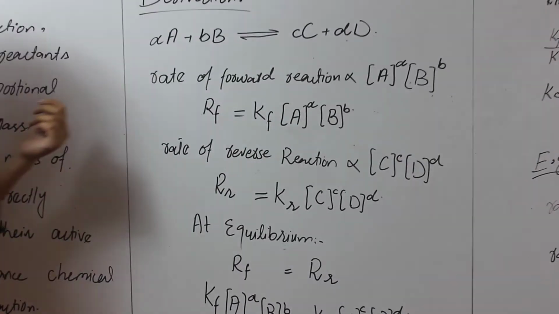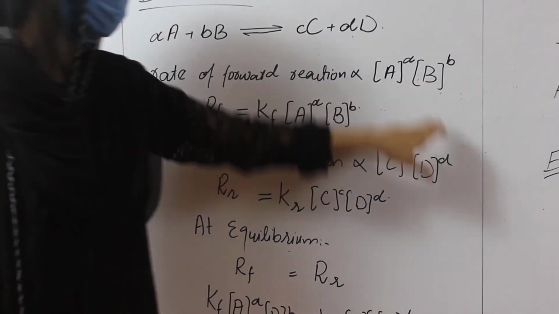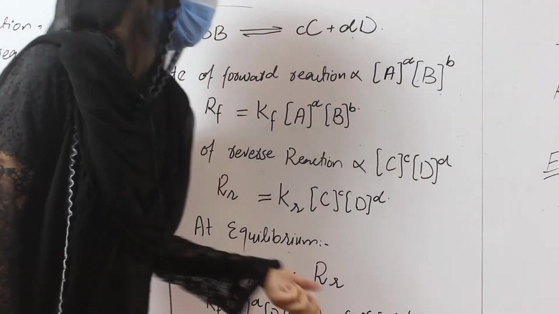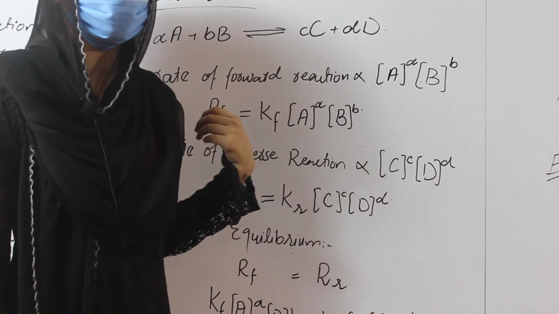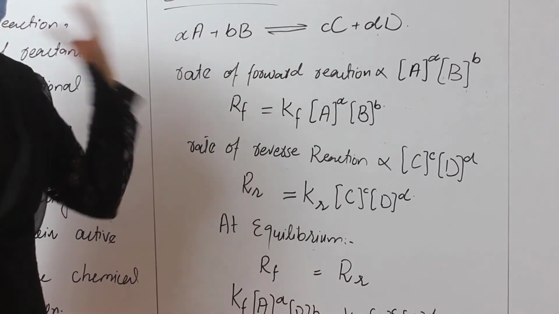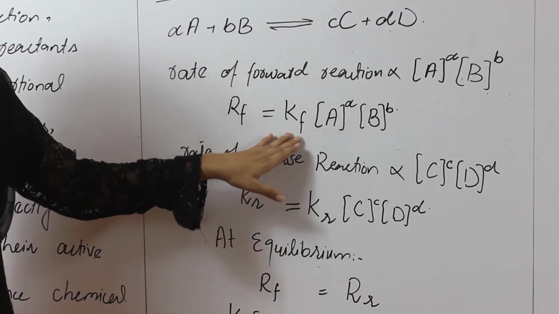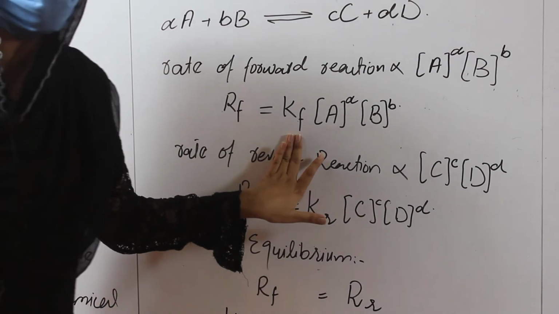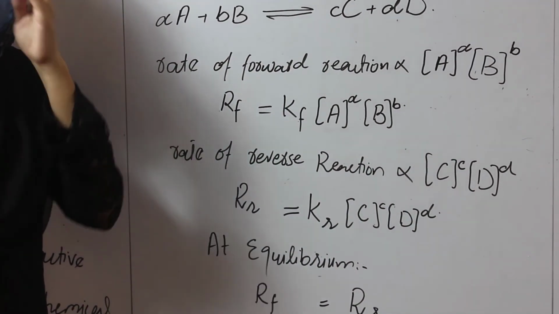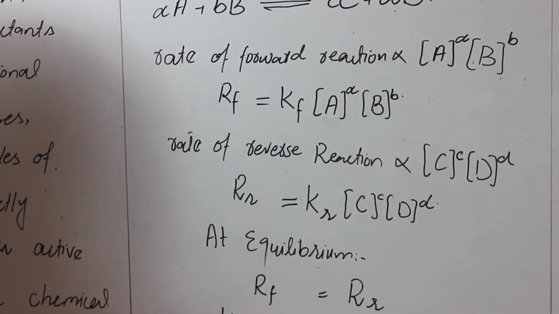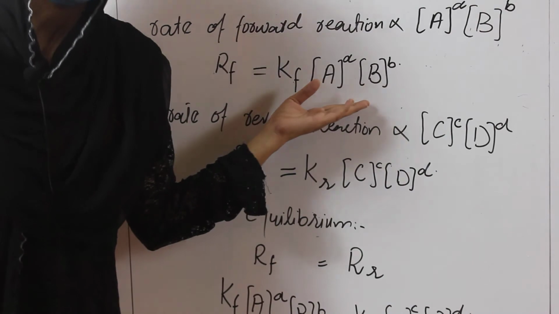First of all we calculate the rate of the forward reaction, which is directly proportional to the active masses raised to their coefficients. When we replace the proportionality sign with an equal sign, we apply a new constant, K, and because it is a constant for the forward reaction, we put F in the subscript. RF represents the rate of the forward reaction. The rate of the forward reaction is equal to the constant of the forward reaction times the active masses of the reactants raised to their coefficients.